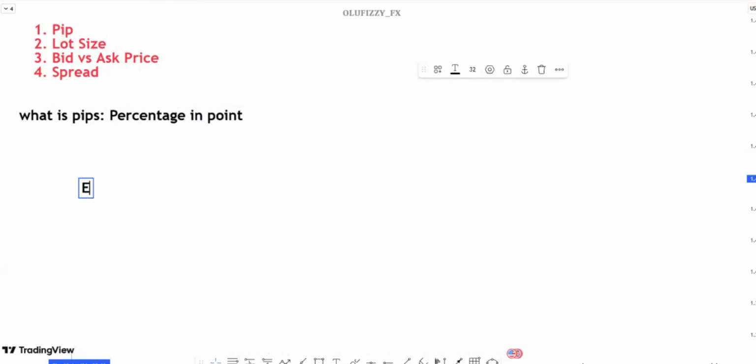For JPY pairs, it starts from the second number after the decimal point.